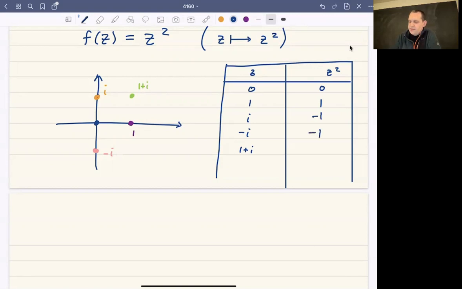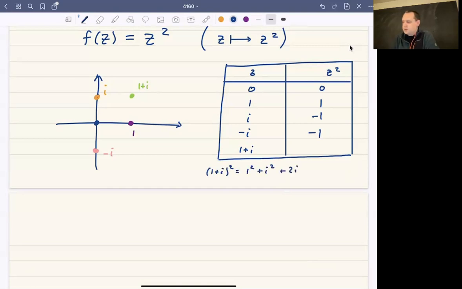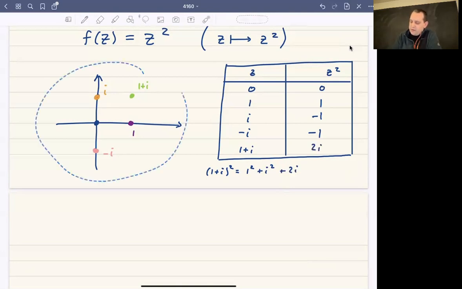And then the only one that's even a little interesting so far is 1 plus i. If we were to take 1 plus i, let's think about what would happen here. You would end up with 1 plus i squared, which would be 1 squared plus i squared plus 2i. And of course, i squared is minus 1, so this will just be 2i. And so let's copy the graph that we have here.